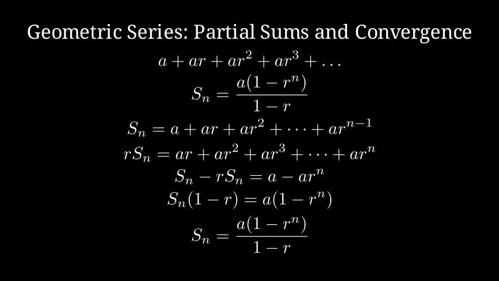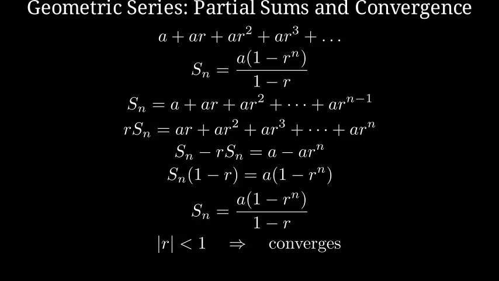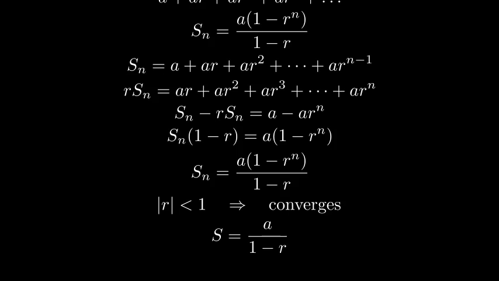Now, how do we determine if a geometric series converges? It converges if the absolute value of r is less than 1. That is, the magnitude of r must be between -1 and 1. In that case, r to the n goes to 0 as n goes to infinity, so the infinite sum becomes a over 1 minus r. If the absolute value of r is greater than or equal to 1, the series diverges.